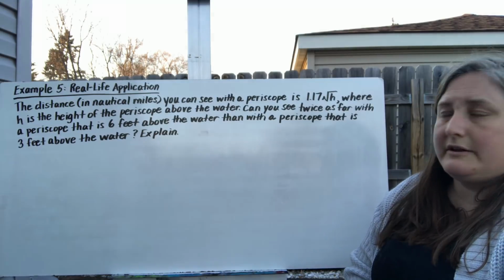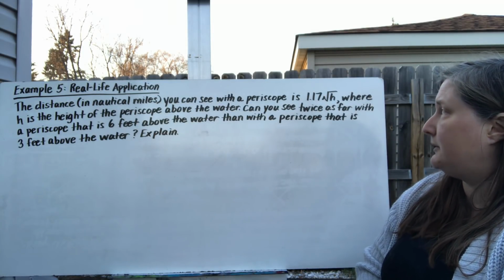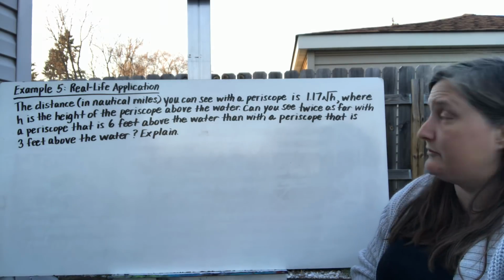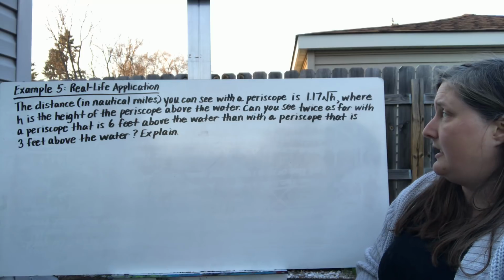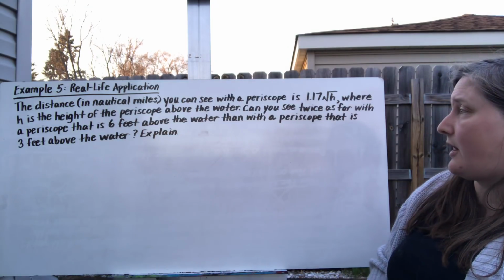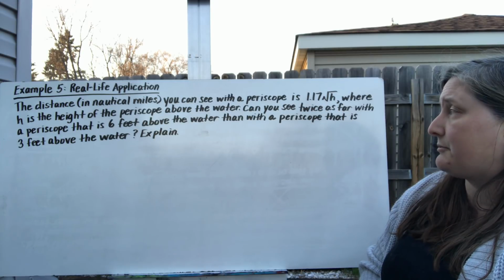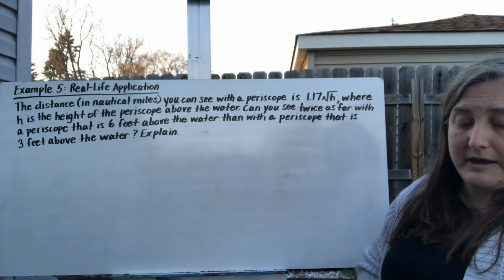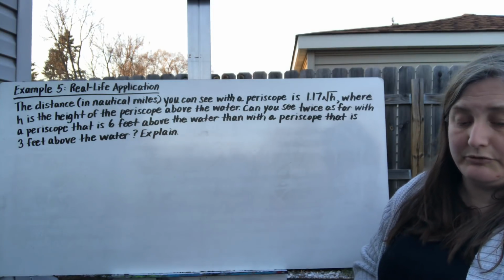Let's look at one real-life example here. The distance in nautical miles you can see with a periscope is 1.17 times the square root of h, where h is the height of the periscope above the water. They want to know, can you see twice as far with a periscope 6 feet above the water than with a periscope 3 feet above the water? And explain. So first we have to actually plug in these numbers and get some numbers to work with.